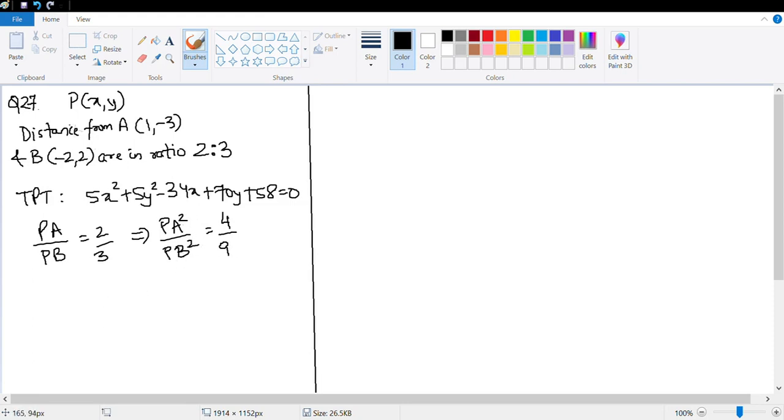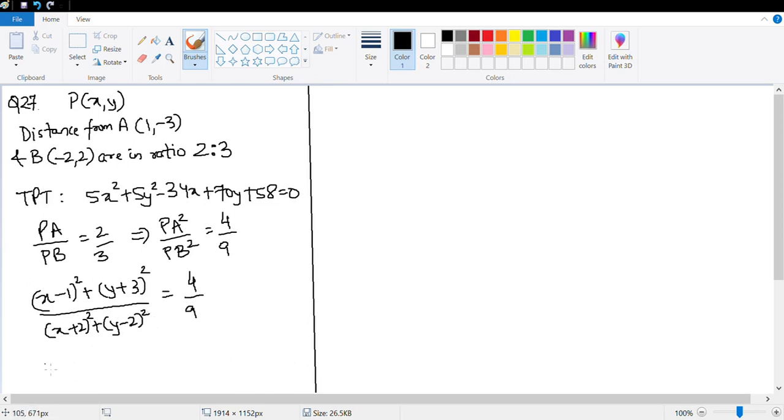So PA square will be (x minus 1) whole square plus (y minus 3), that's y plus 3, y minus -3, yeah, that's (y plus 3) whole square, upon PB square, which is (x minus -2), which means (x plus 2) whole square plus (y minus 2) whole square, and this is equal to 4/9.